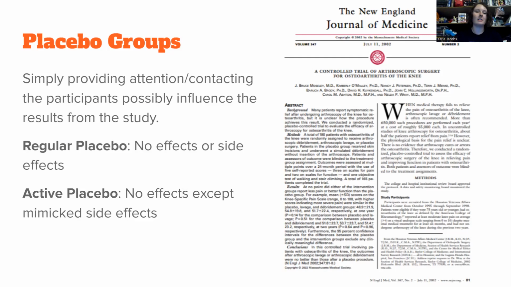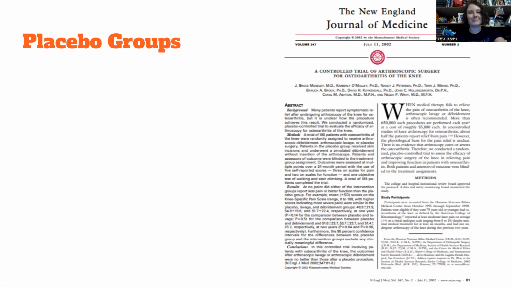We also see something called active placebos, and these actually have no effects except to mimic side effects. And some people really don't like that. So if the regular medication would give you dry mouth, the active placebo would have no other effects except for the dry mouth. And this helps participants not know which condition they're in at all, or they might think they're in the intervention group and not have any idea.